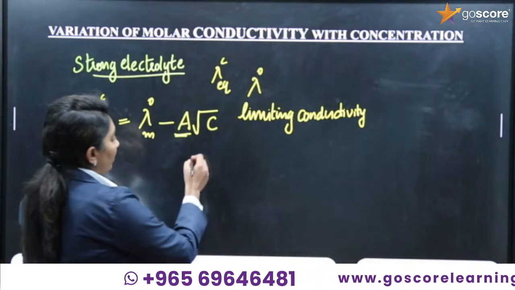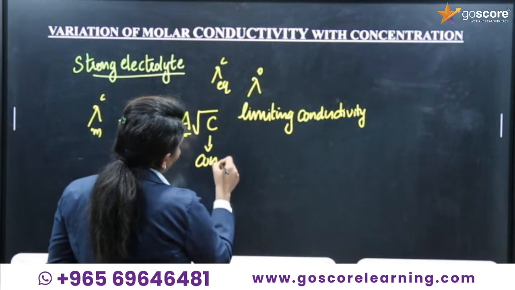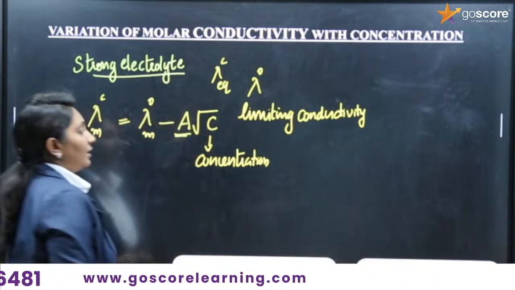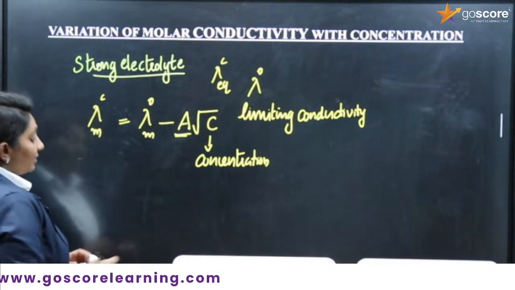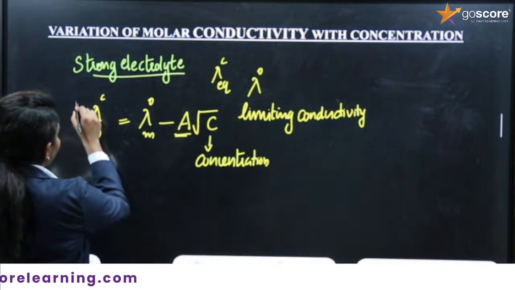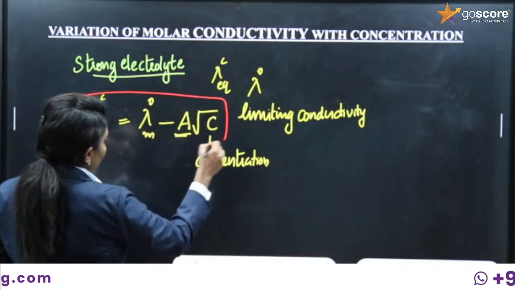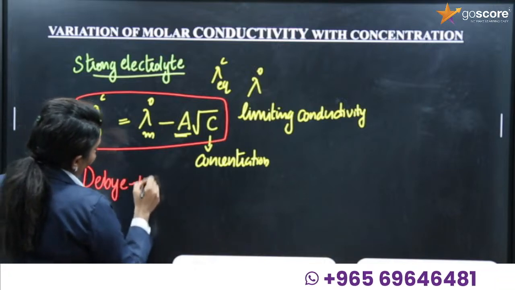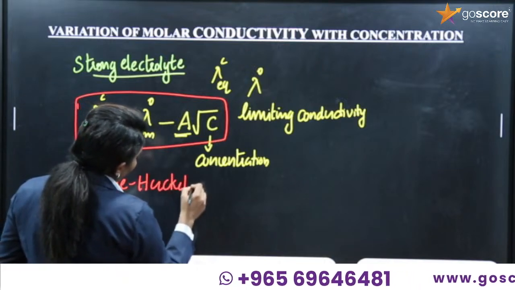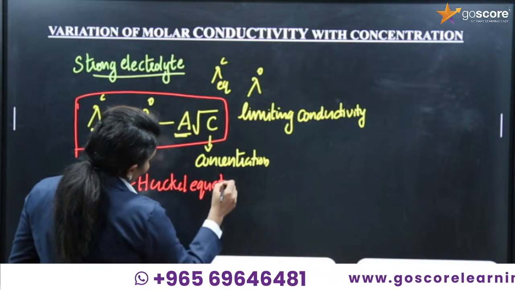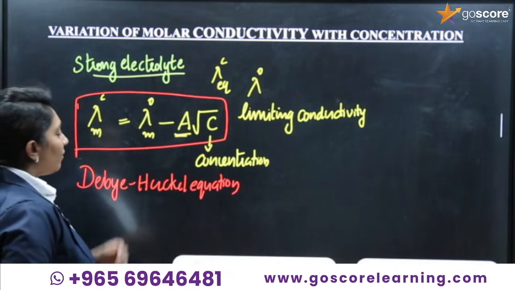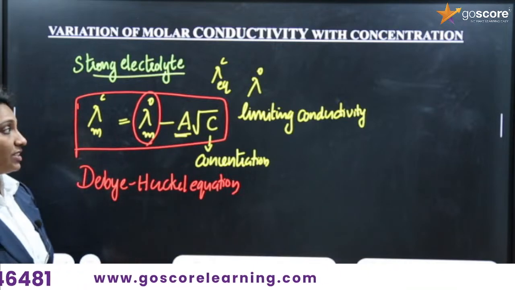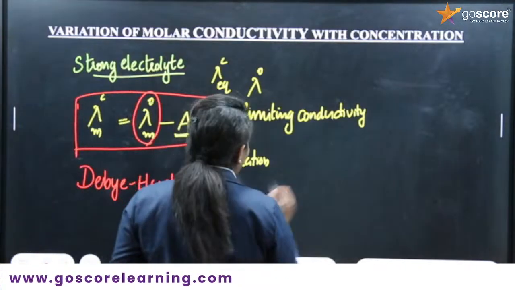And C is nothing but the concentration. And this equation for strong electrolyte is called the Debye-Huckel equation. Okay. Now let's see how we can find out this lambda naught m, the limiting molar conductivity, for a strong electrolyte.